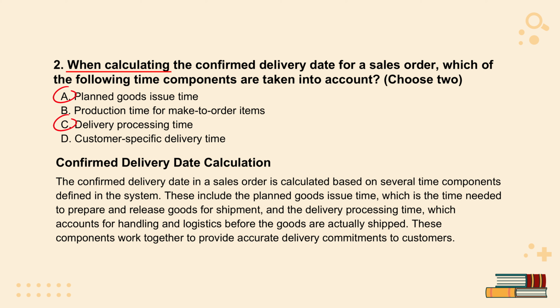This time covers finding the items on the shelf, picking, then packing them up, getting the labels on, staging them for the truck. Everything to get it ready for handover to the carrier. So it directly impacts the earliest date you can actually ship. Absolutely. It dictates when the goods are available to ship. So it's a core part of calculating that delivery promise you make to the customer.